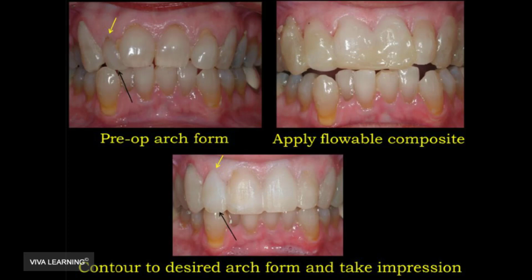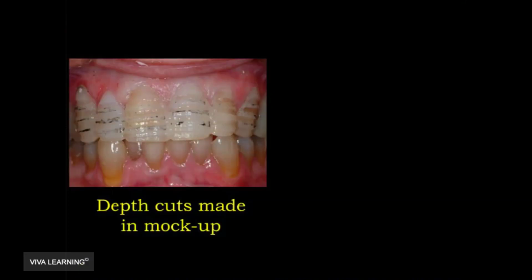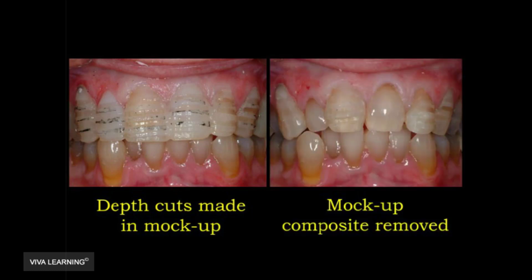So again, we take an impression, we set it aside for our provisionals, we make our depth cuts just like we've been showing all along. We do it the same way every time. We color in our depth cuts, and then we go ahead and prepare the teeth. The little dot that you see there above number 7 tells us where we need to recontour the tissue to get an ideal gingival height symmetry.